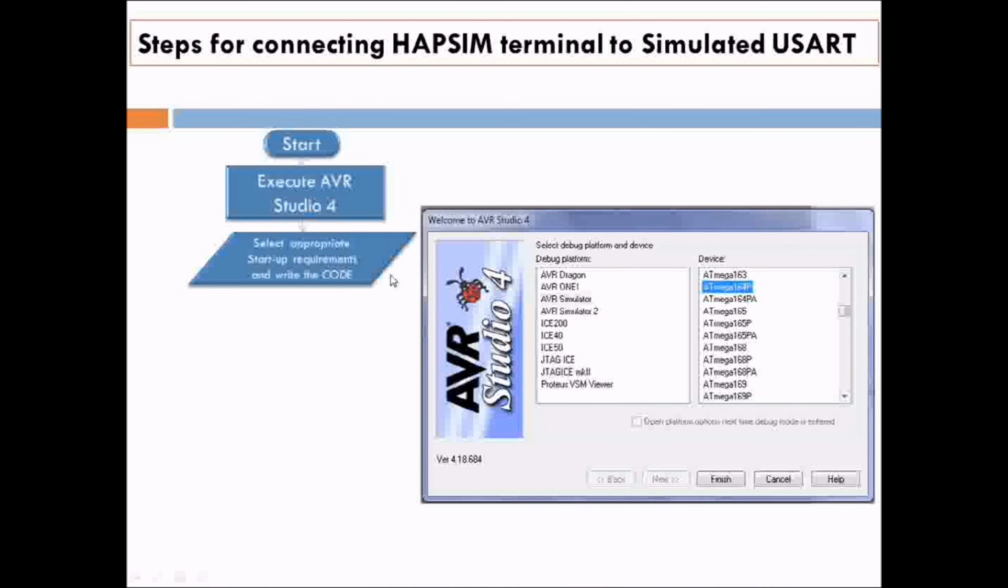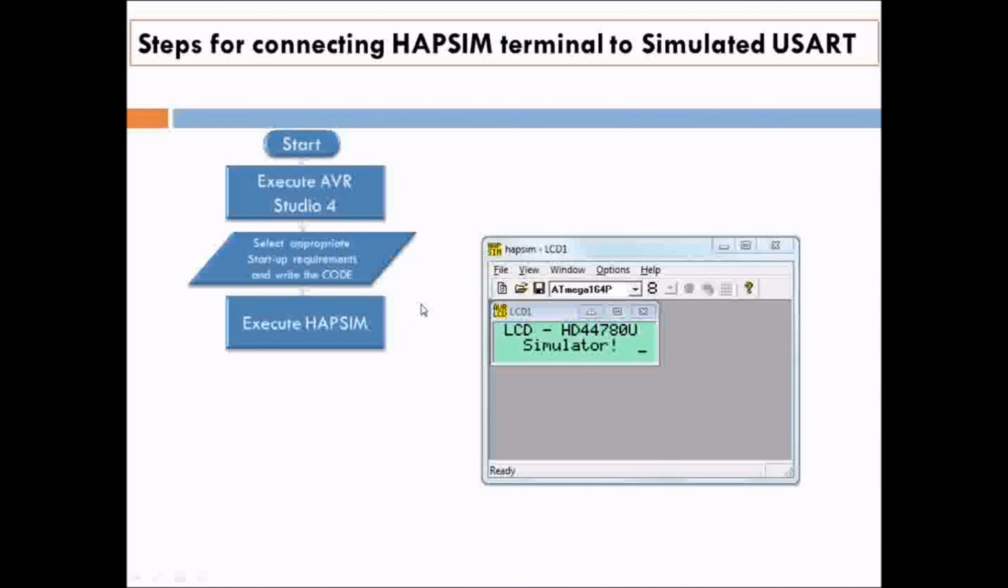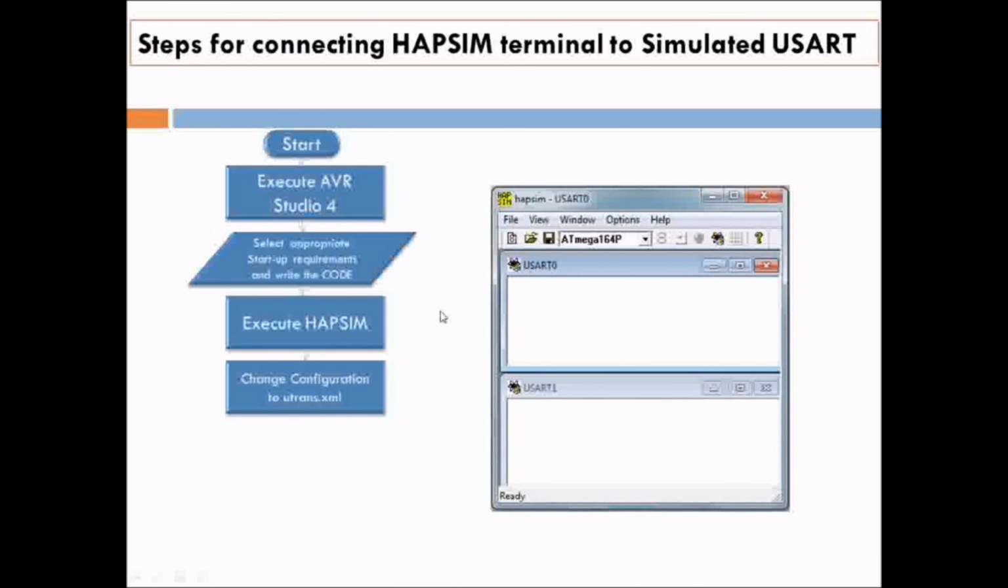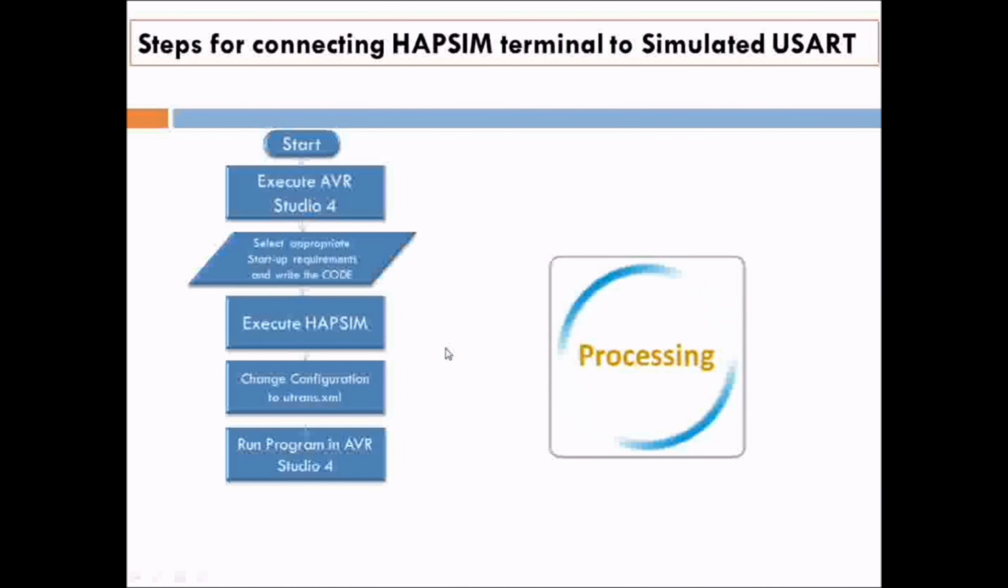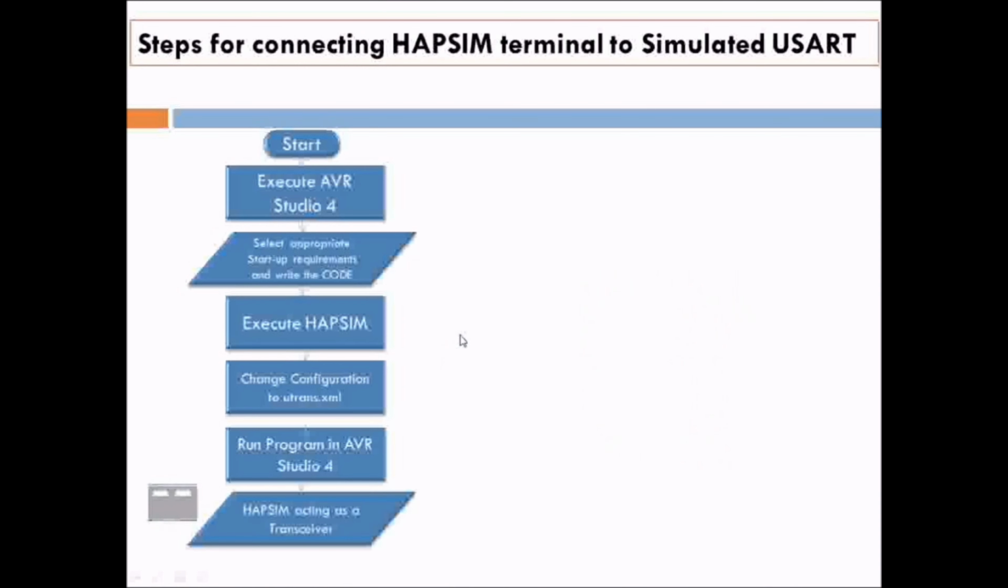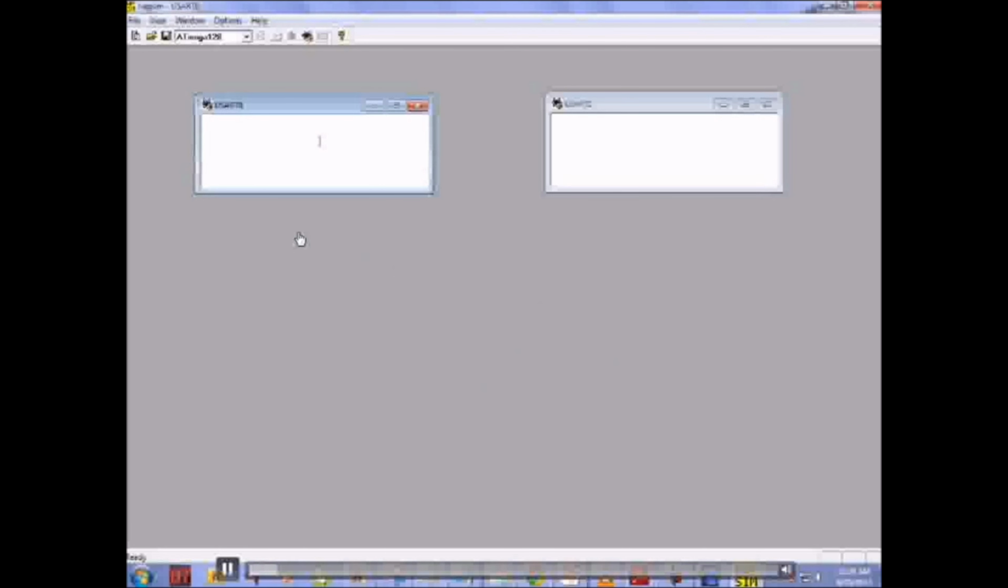Next we will select the appropriate microcontroller. Then we will execute HapSim and change the configuration of HapSim to utrans.xml. This utrans.xml specifies the serial communication process. Then we will run the program in AVR Studio 4, after which we will see HapSim acting as a transceiver. Now there are two windows.